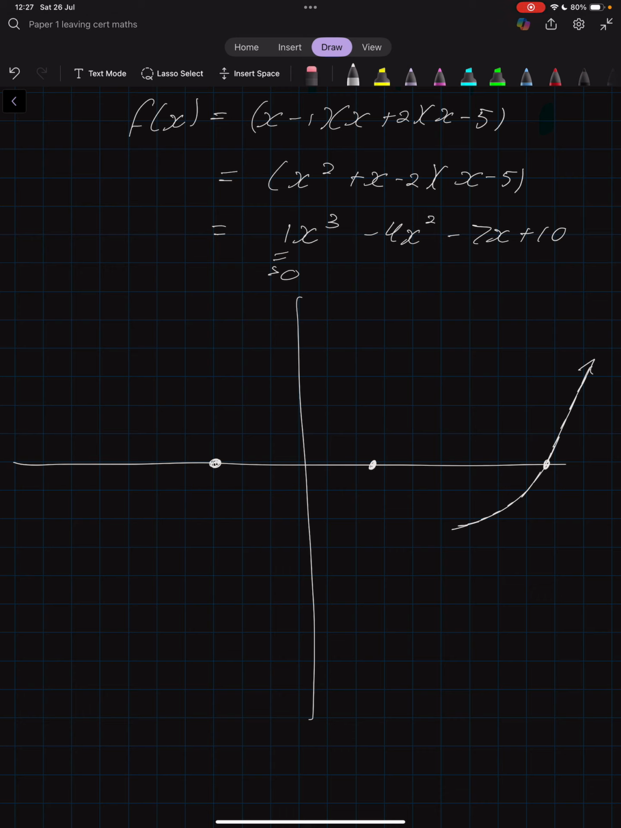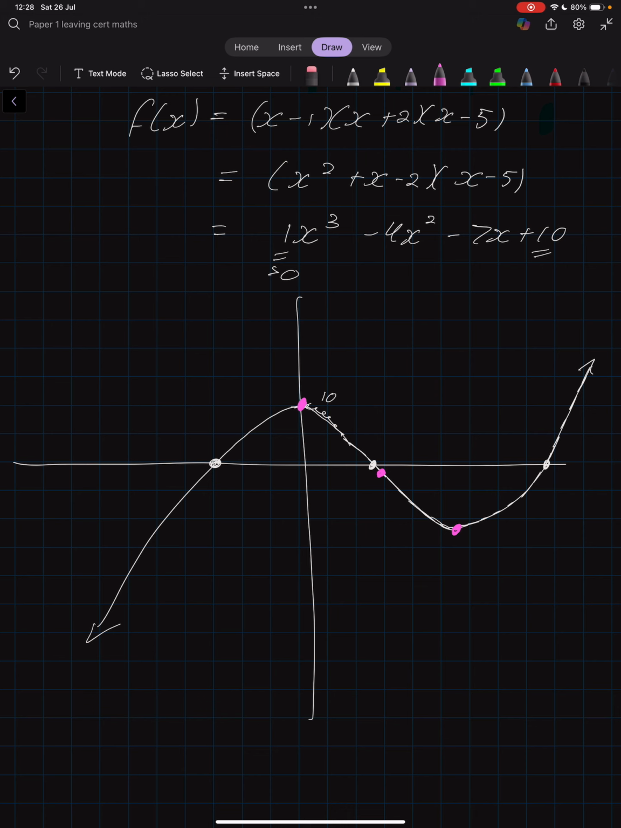So it will look something like this. And then it will hit somewhere up here, where this is 10, because of the y-intercept. And it will go down forever, like that. So first of all, if I say, okay, well, where's the local maximum? It's obviously here. The local minimum is here. And the point of inflection is probably somewhere along here.